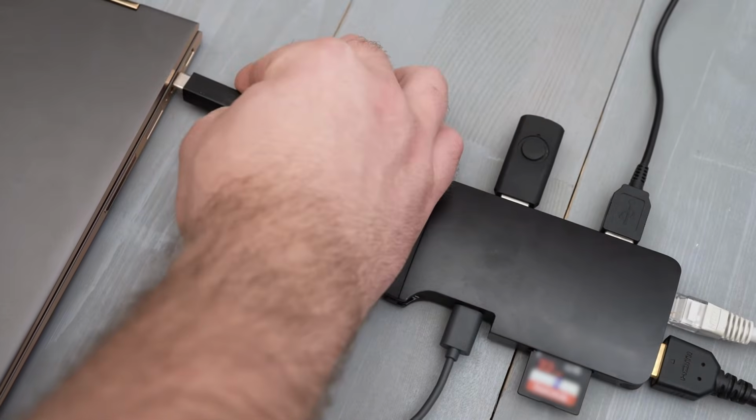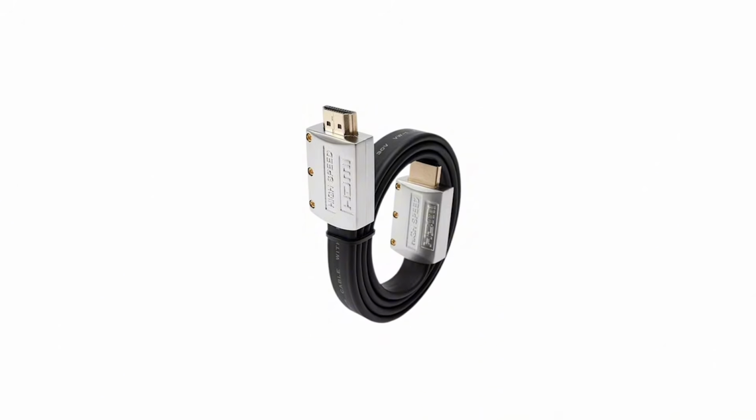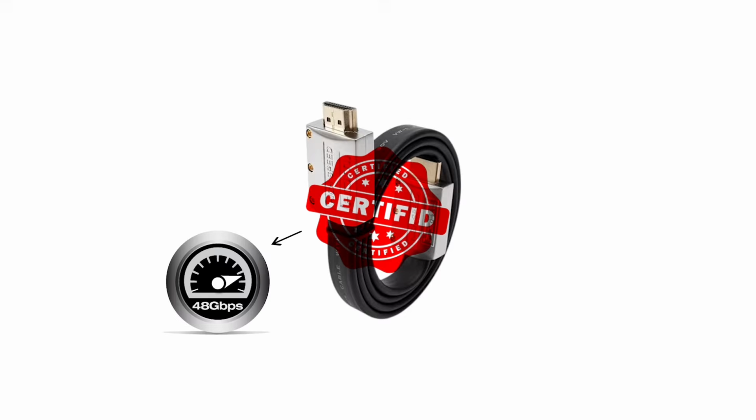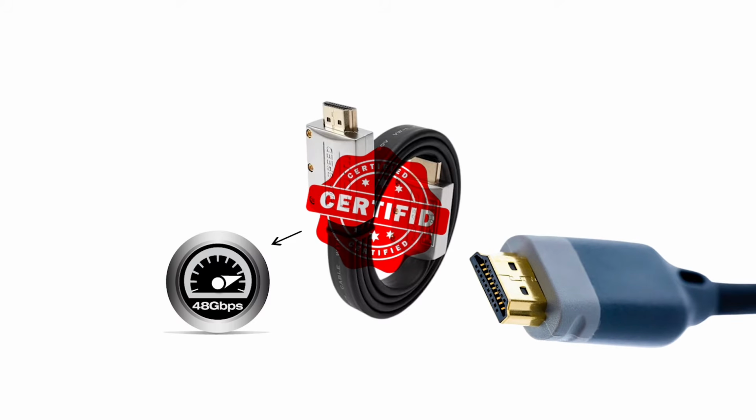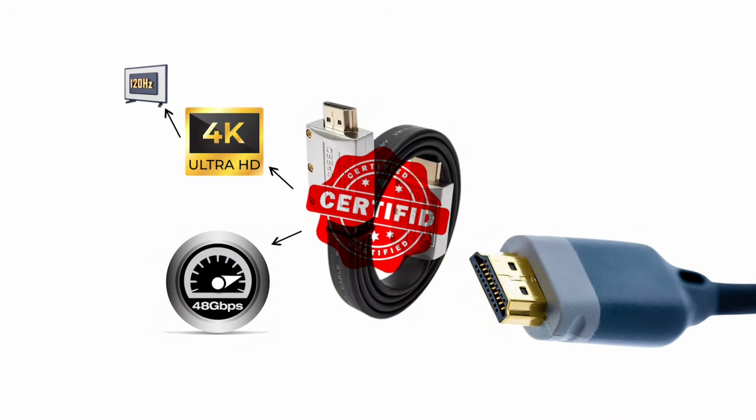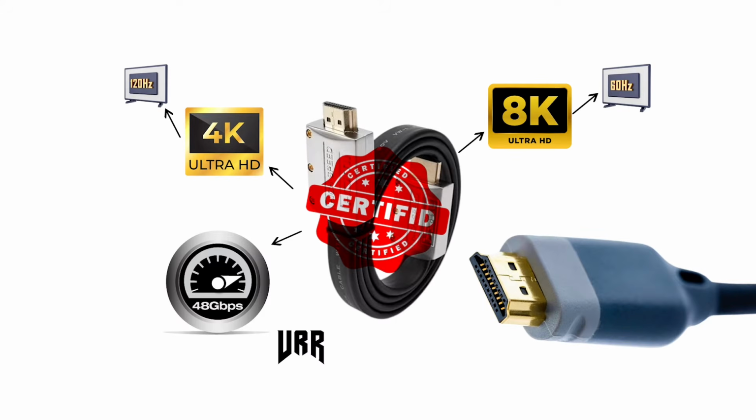Cable classes matter. Ultra-high speed HDMI cables certify for the full 48 gigabits per second feature set, introduced with HDMI 2.1. If your setup needs 4K 120, 8K 60, VRR, or eARC, use certified ultra-high-speed cables end-to-end.